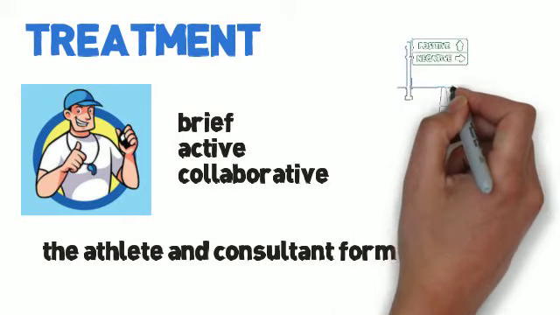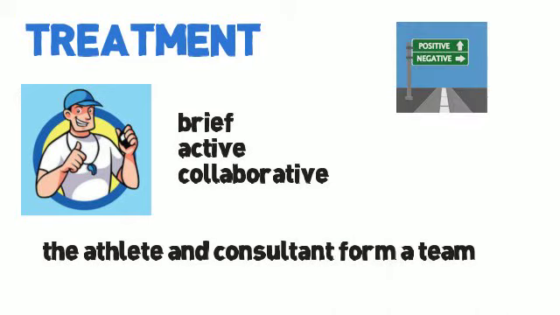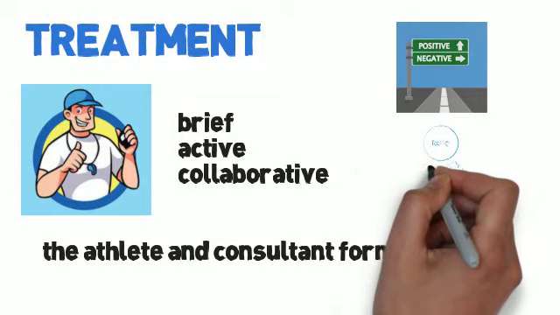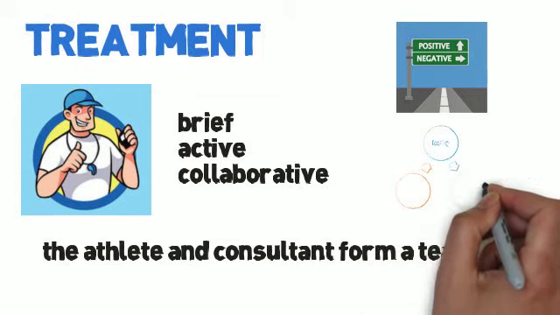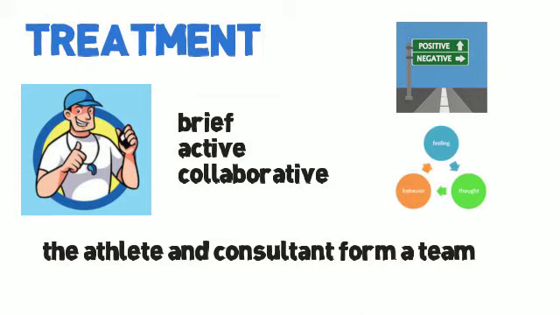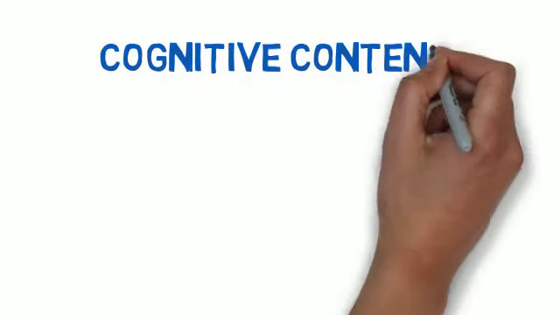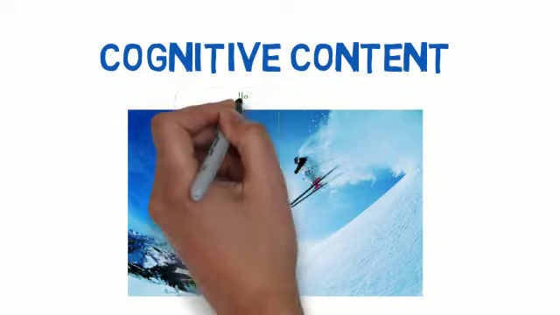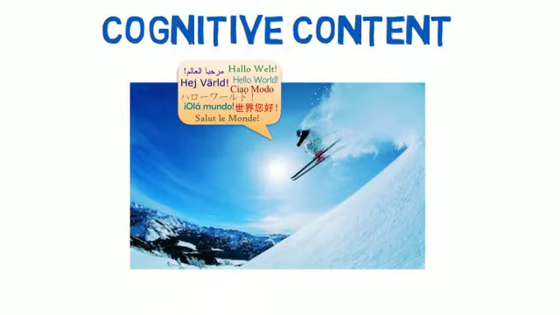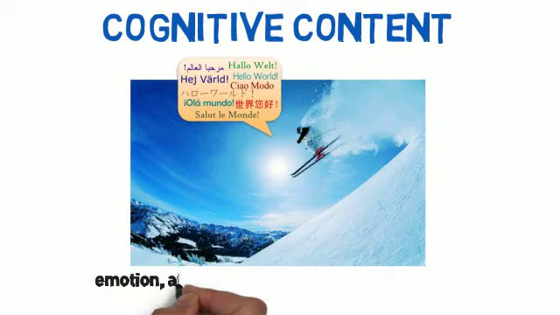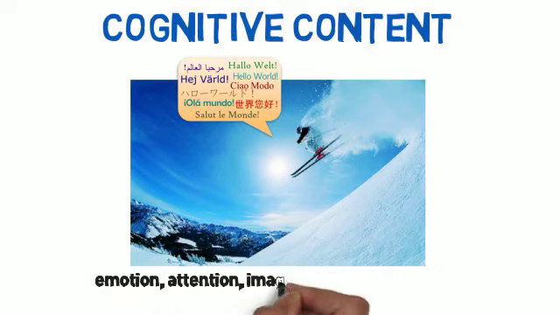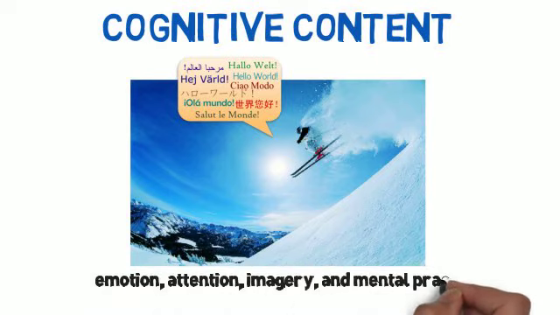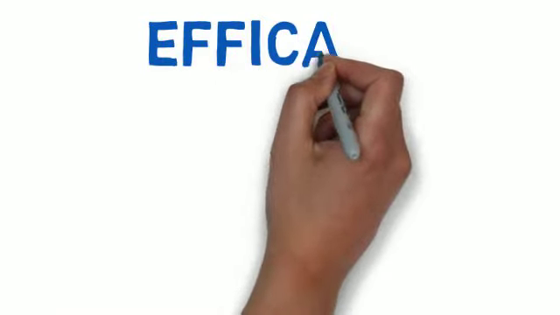Clients are taught to monitor counterproductive thoughts, recognize the connections among thoughts, fears, and behavior, examine evidence for and against distorted cognitions, and replace distorted cognitive patterns with more reality-based thinking. Cognitive content exists in many forms: polysensory images, language, as well as concepts or symbolic representations of the external world. Emotion, attention, imagery, and mental practice are categorized as components of cognitive theory.